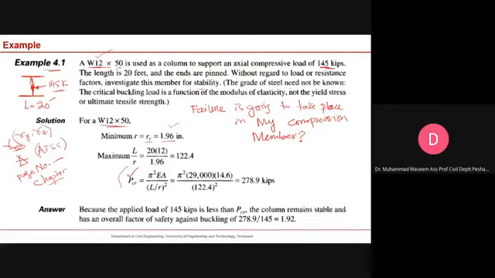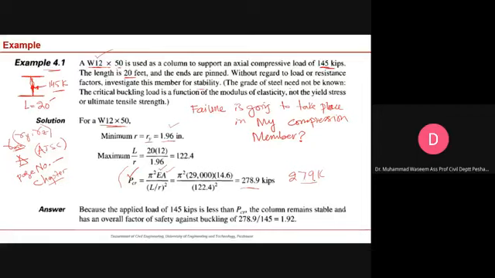So you should simply plug in the values. E value is fixed, A value we can have from the manual. The radius of gyration we already have, the length is given, length is 20 feet. Okay, now when you calculate the critical load, it comes out to be 279 kips.